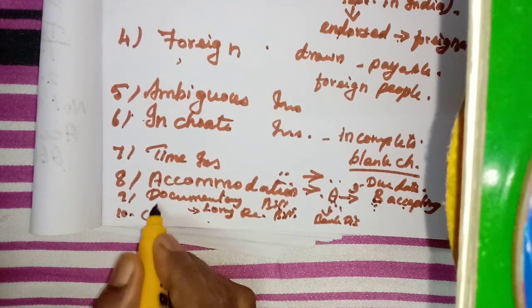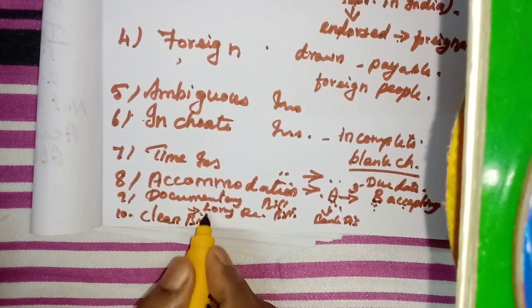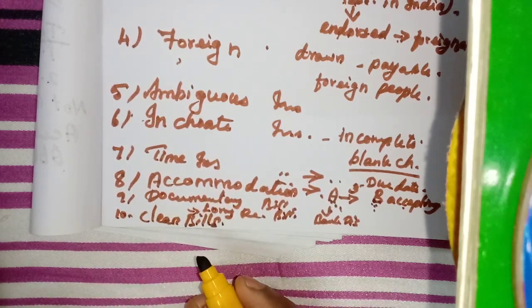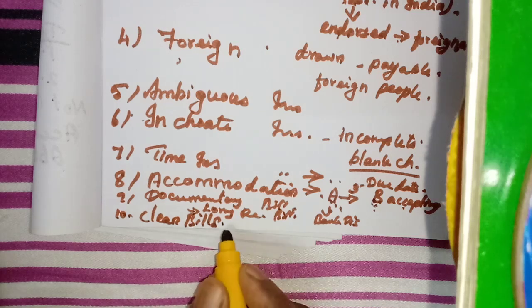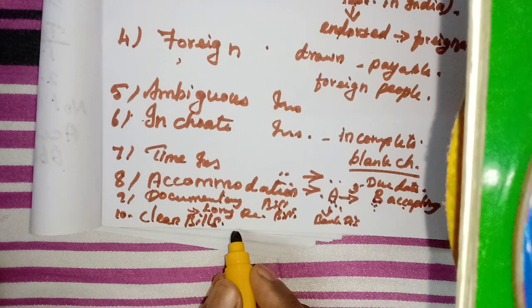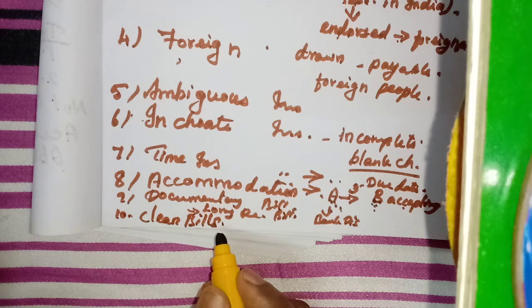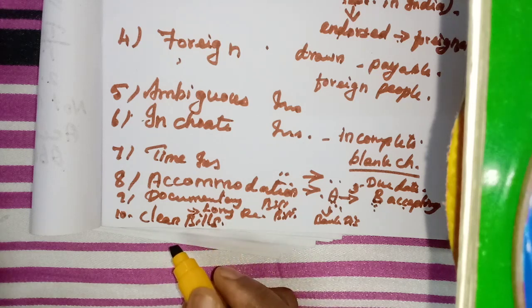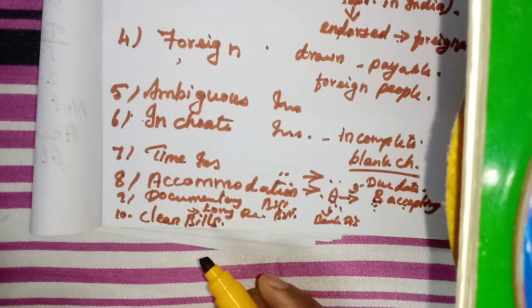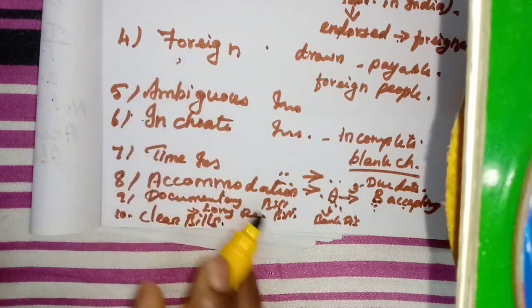Then the last one is clean bill. If the bill does not have any document of title to goods, it is called a clean bill. Simply a bill, but it does not have any document of title to the goods. Those bills are called clean bills. I think we have learned all these things in the bill of exchange. In the kinds of money market, we have learned clean bill, accommodation bill, documentary bills. All the other things we have studied now.